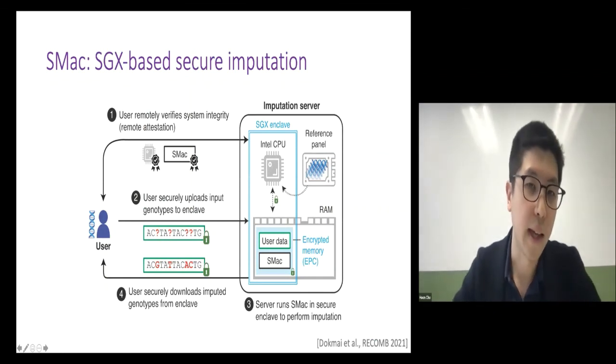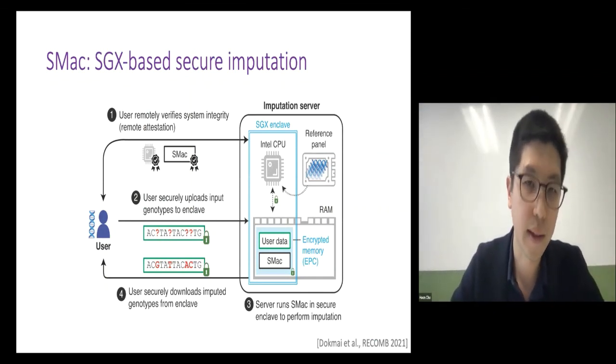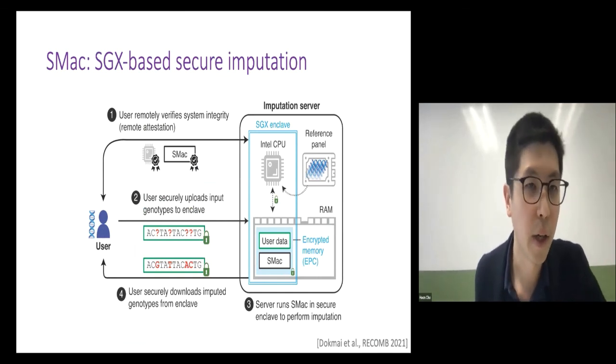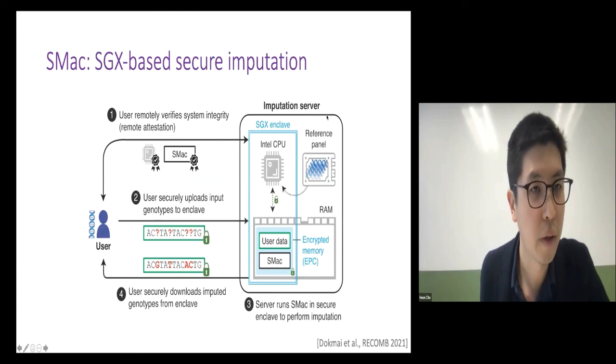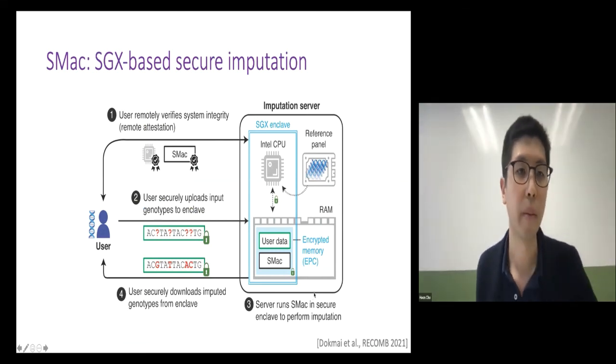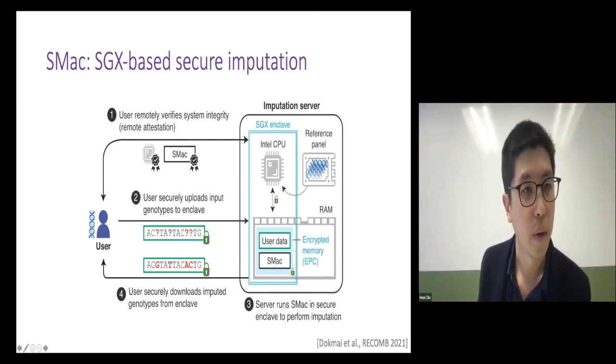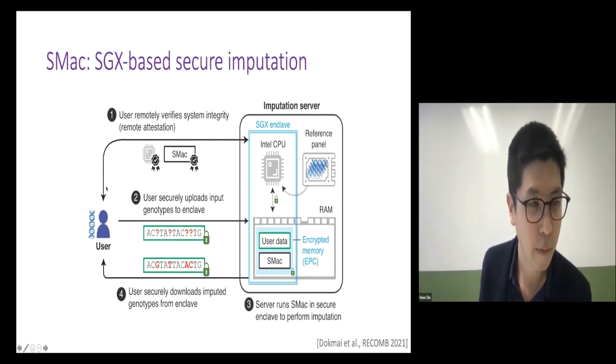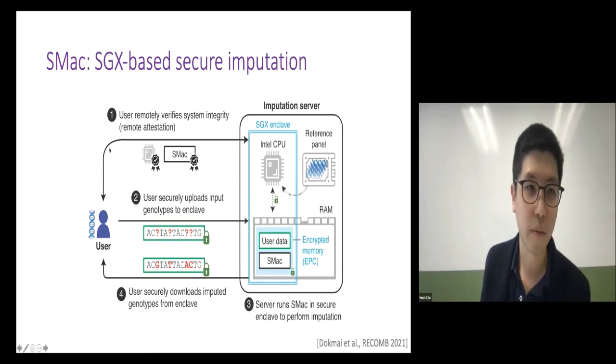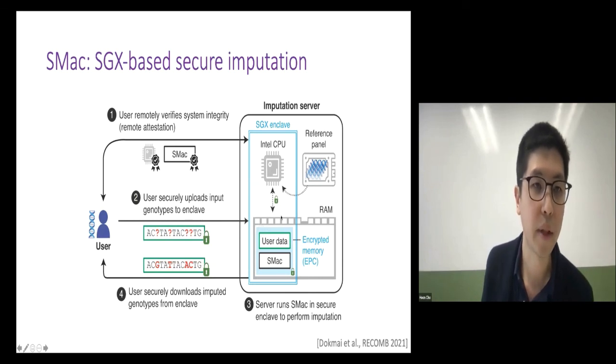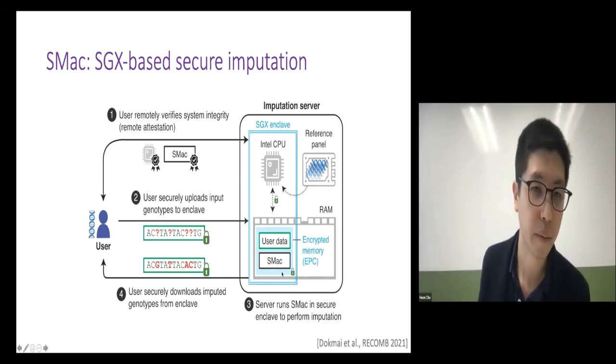In this work, we leverage Intel SGX technology to perform imputation securely inside the SGX enclave. In this illustration, you can see that the user is interacting with the imputation server by talking directly to the enclave inside the server machine. The workflow goes as follows. Very briefly, first of all, the user runs this remote attestation protocol that I briefly mentioned to verify the validity of the system that's being run on the server. Once that checks out, the user sends the encrypted genetic data to the enclave to be imputed securely inside the enclave using our algorithm. And at the end, the results are sent back to the user also through a secure channel.